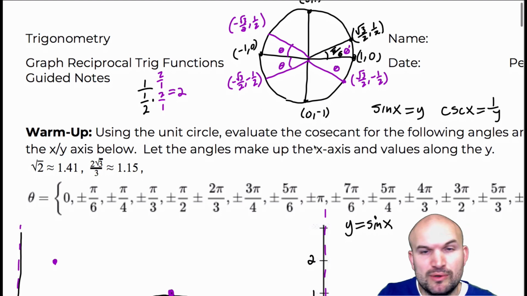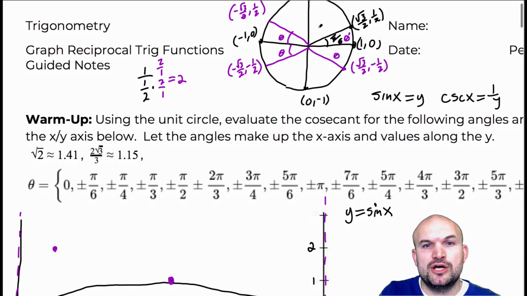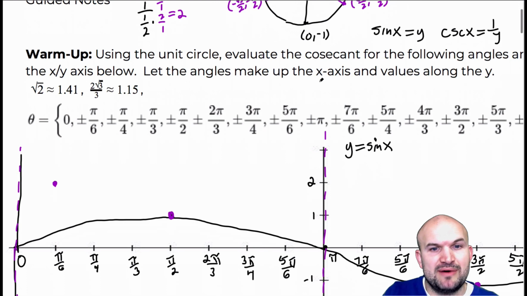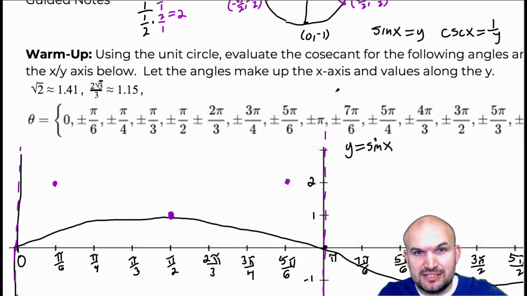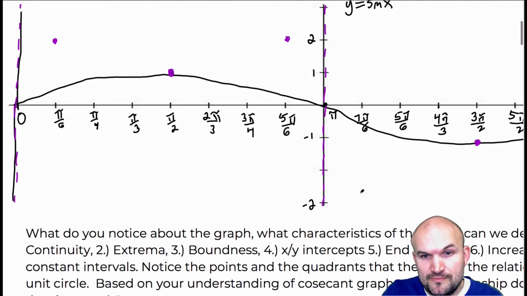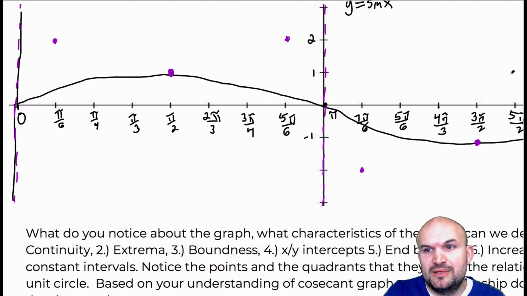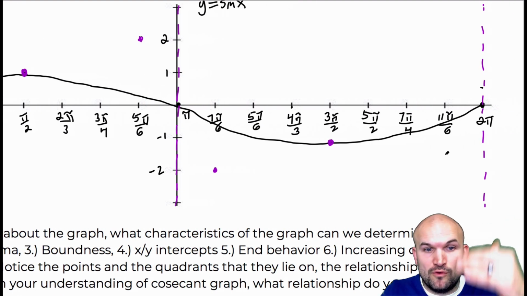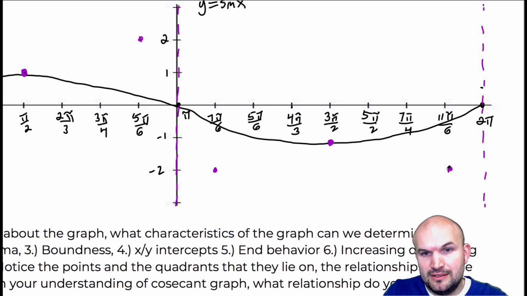So what I'm going to do is quickly plot the rest of these angles. So we have 5 pi over 6. The y coordinate is positive, so therefore that is also a 2. Then I look at 7 pi over 6. 7 pi over 6 is in the third quadrant, so that's going to be a negative 2. Let's move the 2 right there. I want to make sure at least my scale is okay. So I'll make that a negative 2. And then 11 pi over 6 is again in the fourth quadrant, so that's going to be a negative 2.